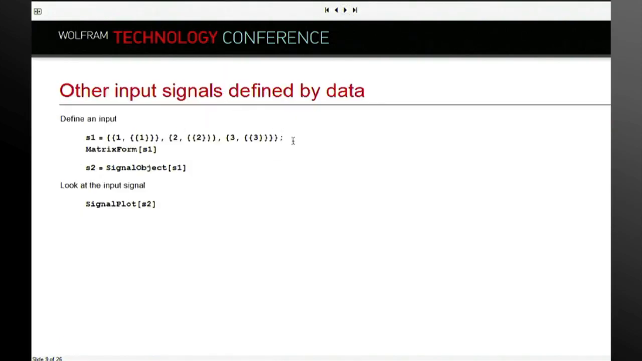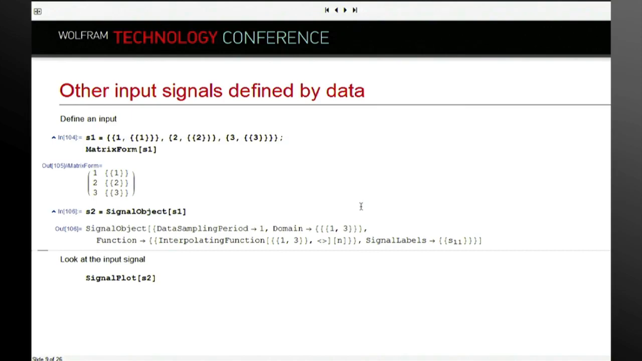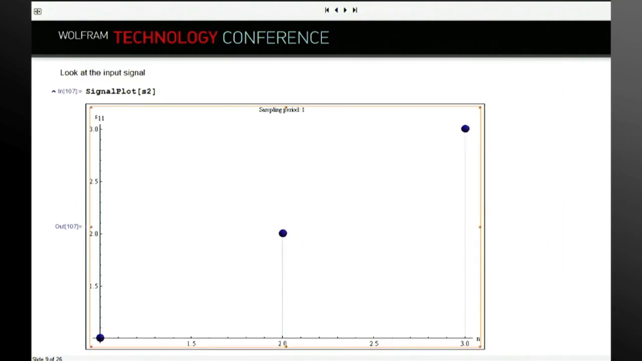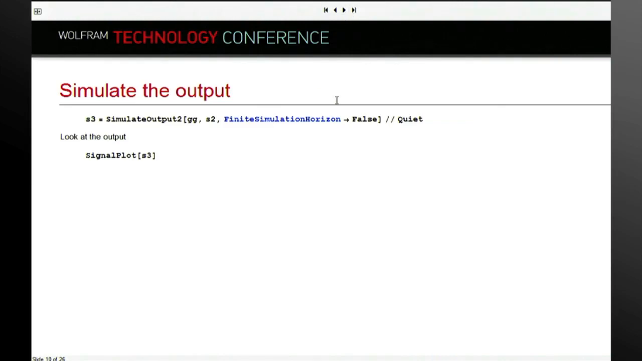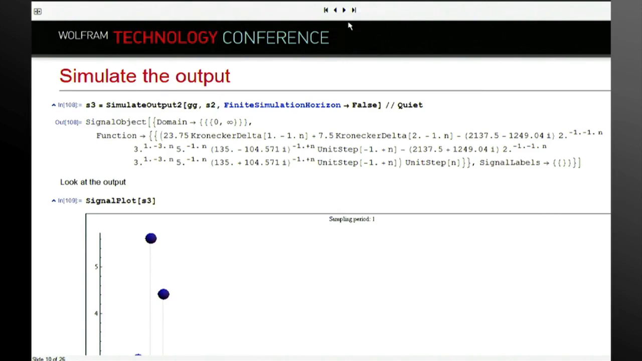We could also define the input as data. So here we have three samples. Let's look at it. I transform it to a signal object. So I define an input signal, which is 1, 2, and 3, three samples one after another. And we can use this in the same way as we use this input here for the system. And we could look at the result in the same way. So we could work with input signals and systems in different forms.